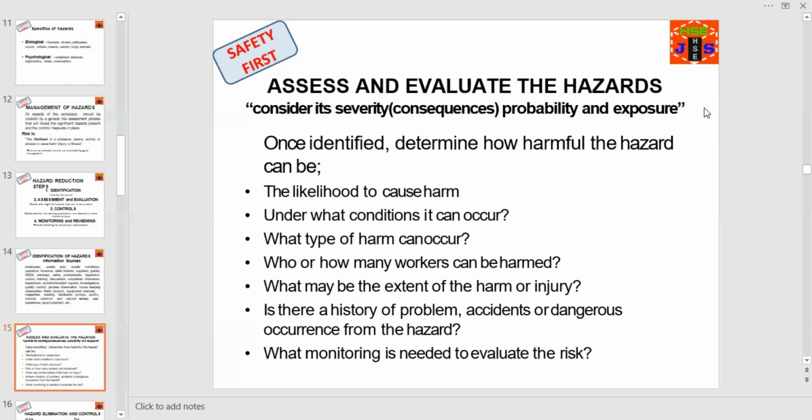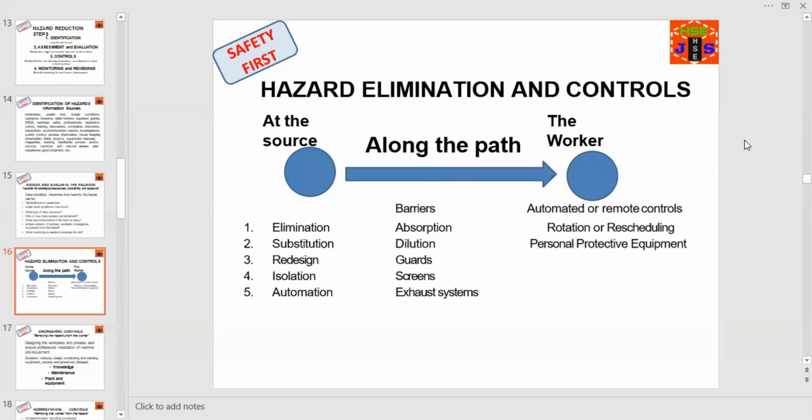what may be the extent of the harm or injury, is there a history of problems, accidents, or dangerous occurrences from the hazard, what type of monitoring is needed to evaluate the risk. These all are the concerns or questions that should be considered in step number two. Assess and evaluate the hazards. Consider the severity, probability, or exposure.